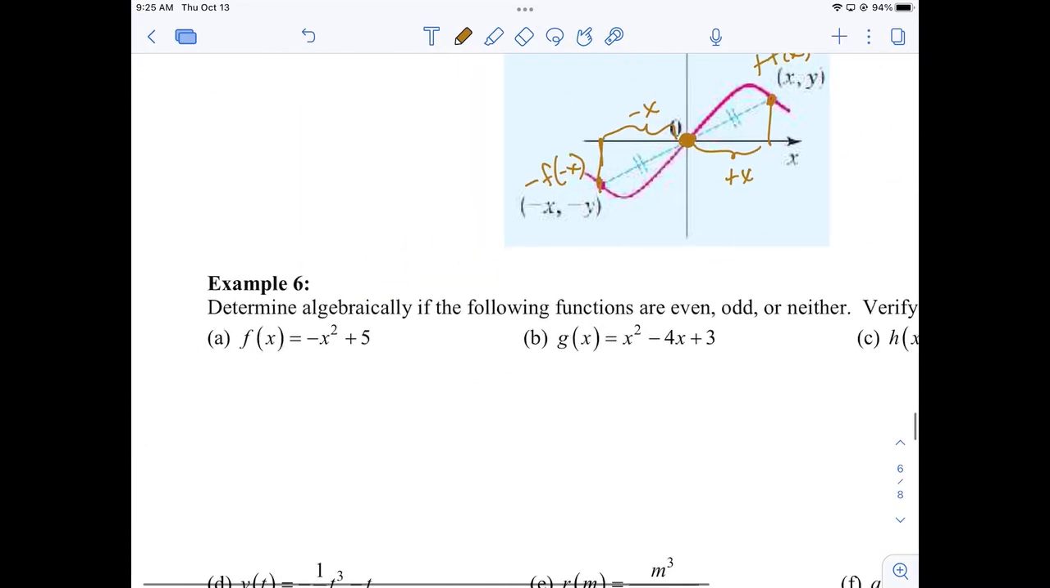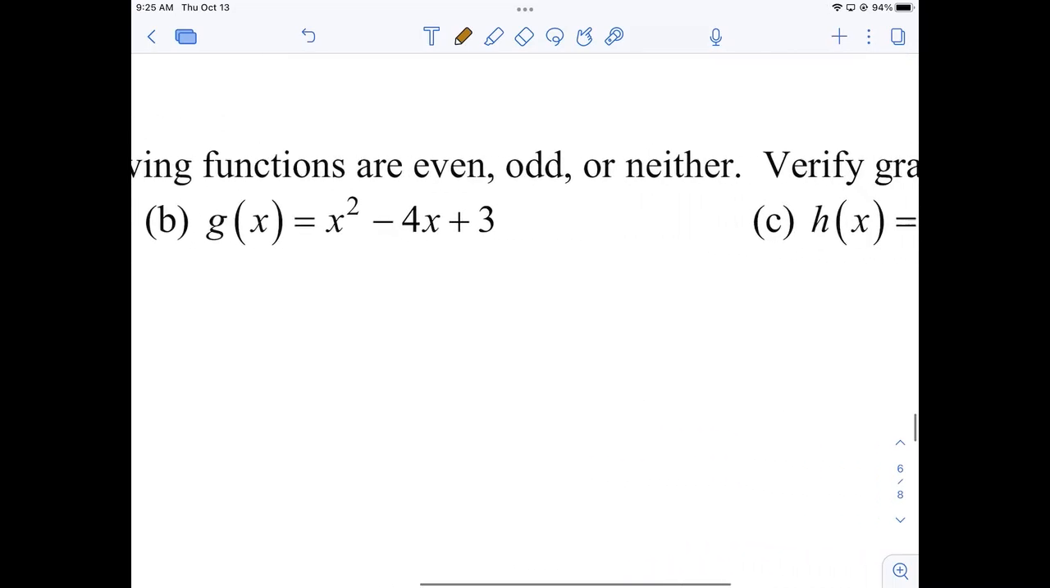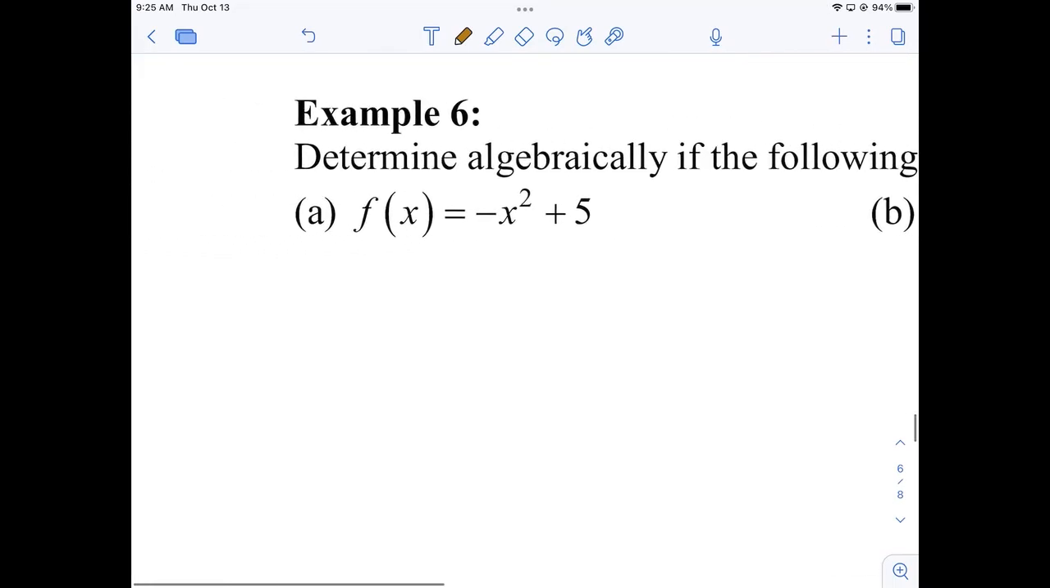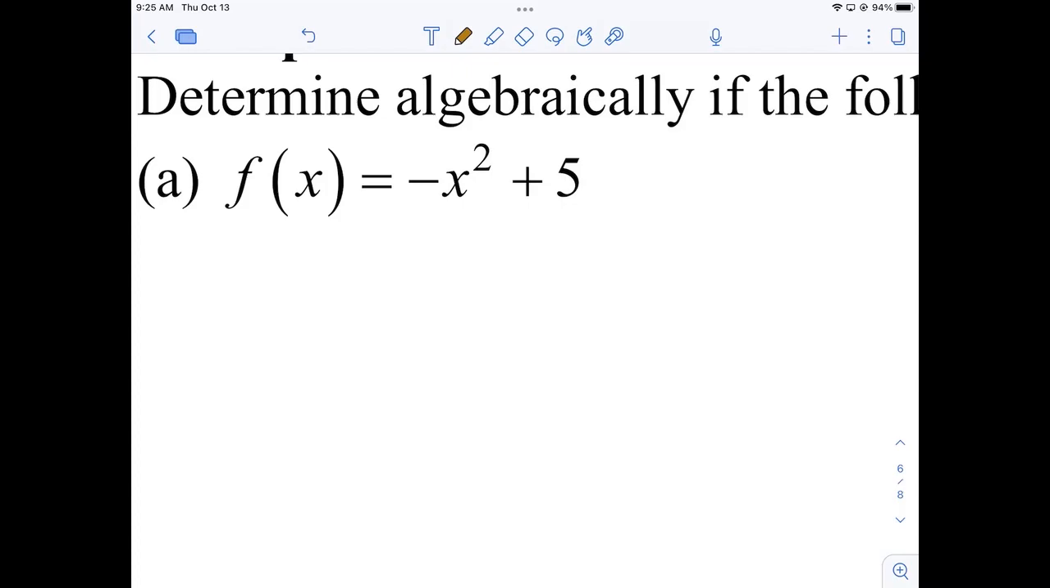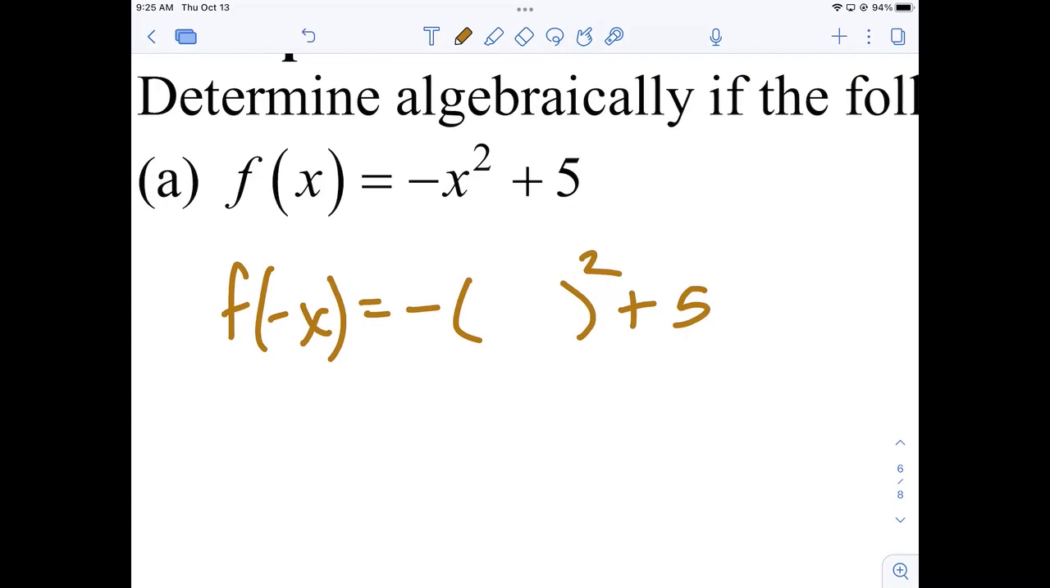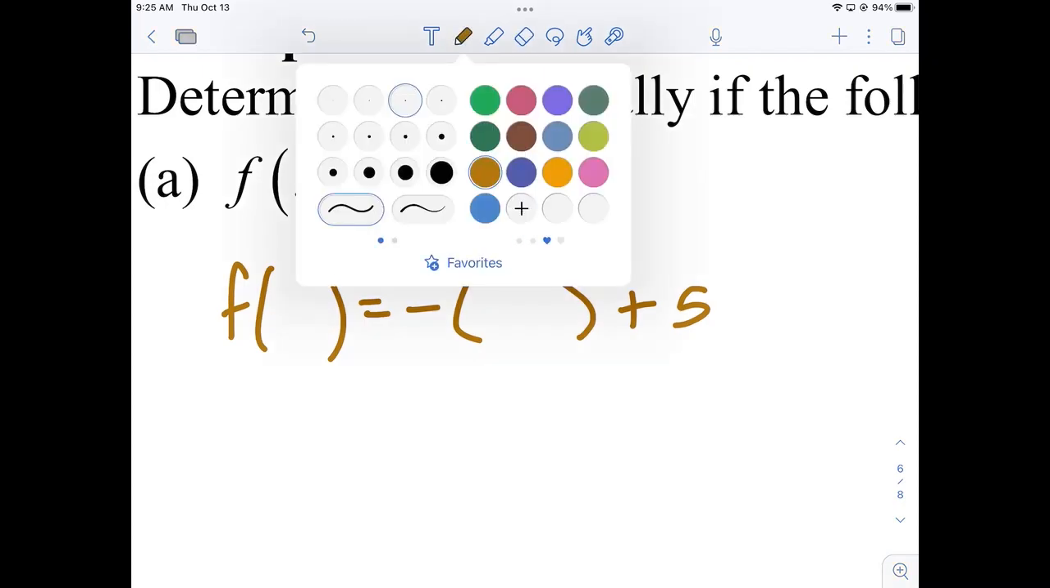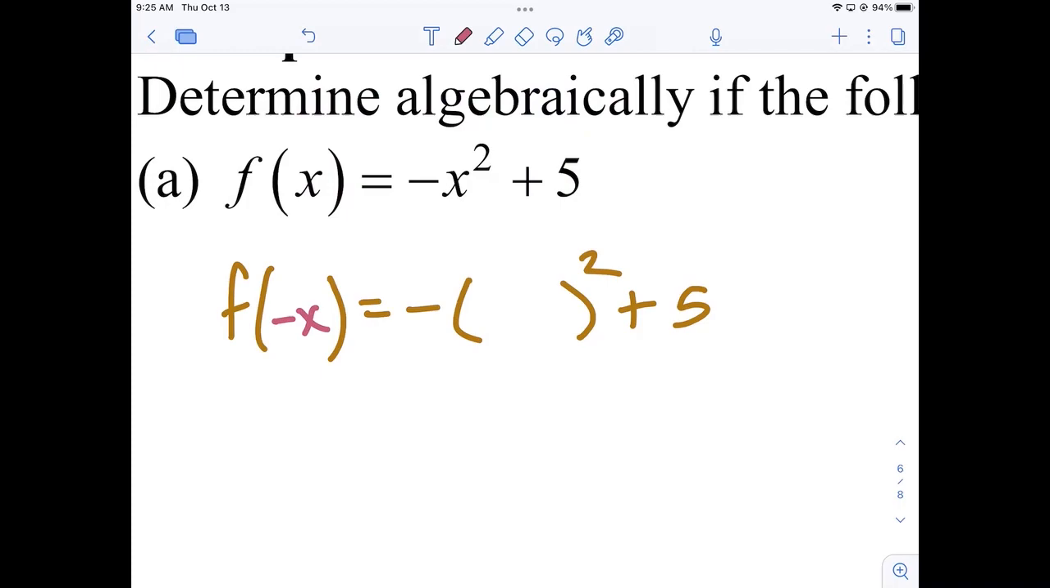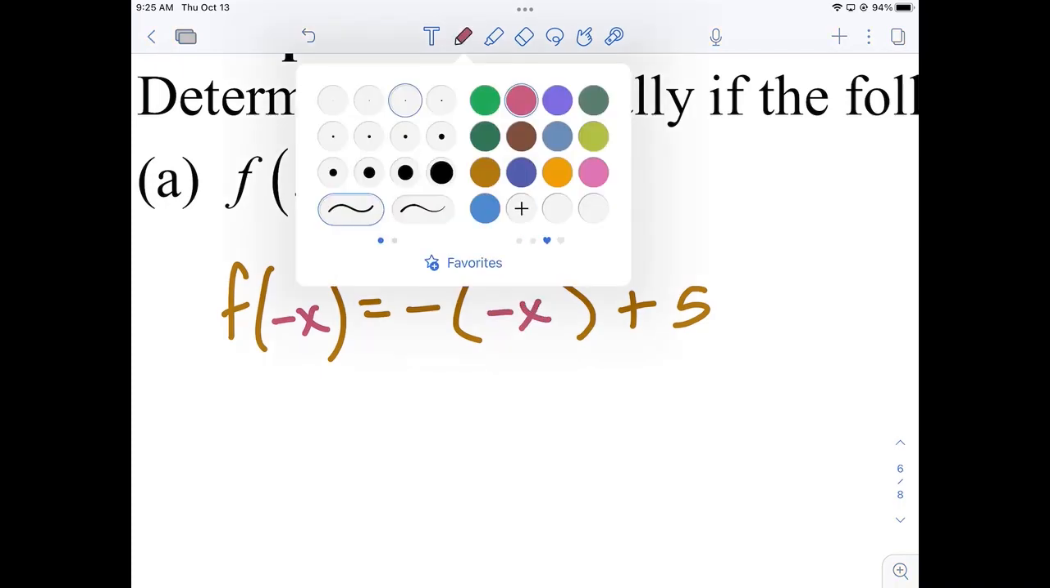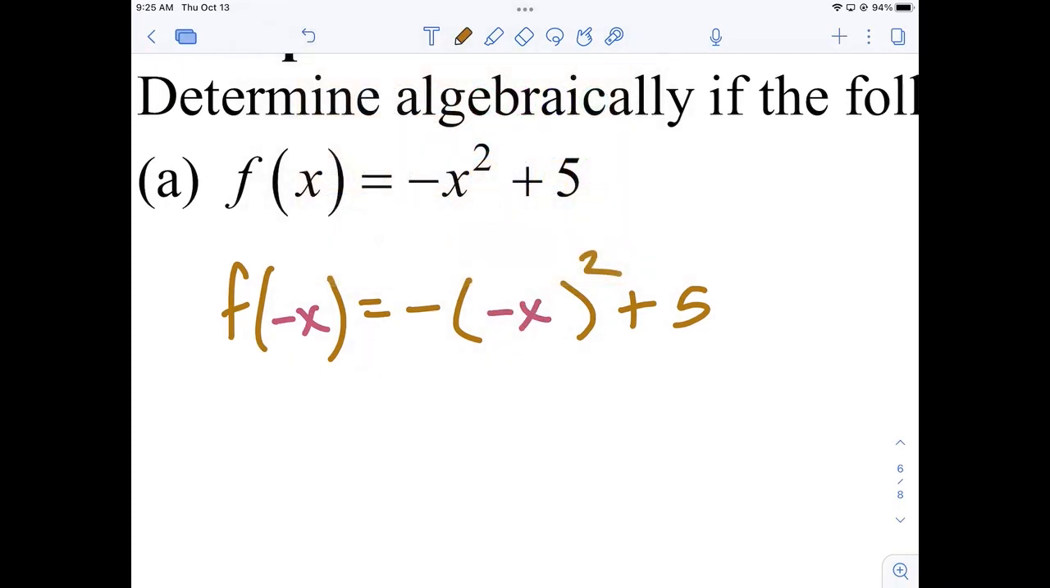Okay, let's try it out. Determine algebraically if the following functions are even, odd, or neither. Verify graphically if possible. Justification. So quiz tomorrow, right? Let's see what would be on it. We're going to replace x with negative x. And to do that, we're going to put parentheses over here where there was an x. And then we're going to drop in the negative x. Negative x here, negative x there. And then we simplify. It's so important that you have parentheses in place when you do these tests because you're going to be replacing things with a negative something.